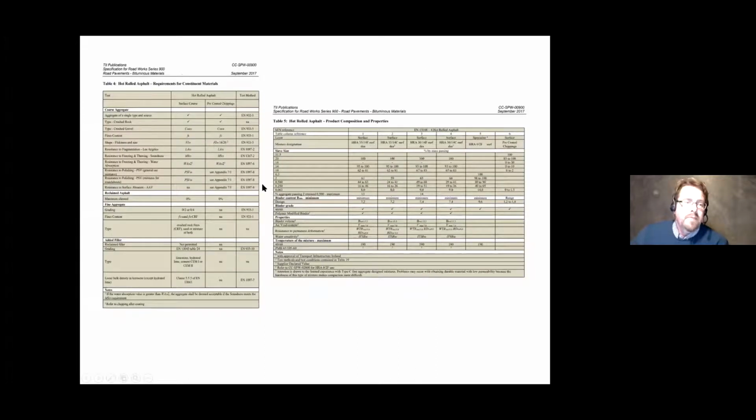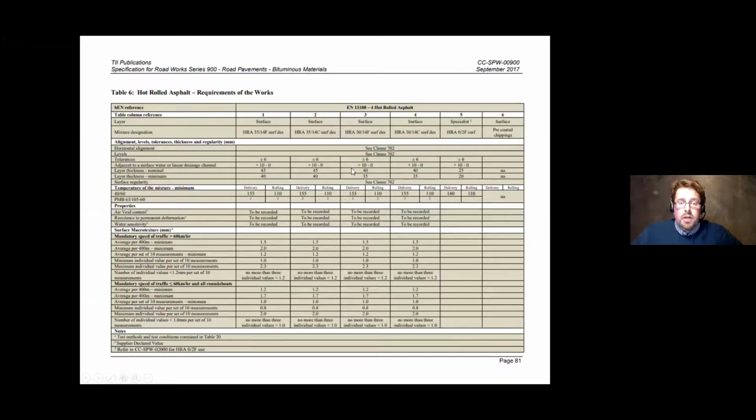So here's an example from Series 900. This is the left-hand side. You'll see the breakdown of what's expected from the stones, and on the right-hand side you'll see the product composition and properties expected from the bitumen, and again from the stones and your sieve size.